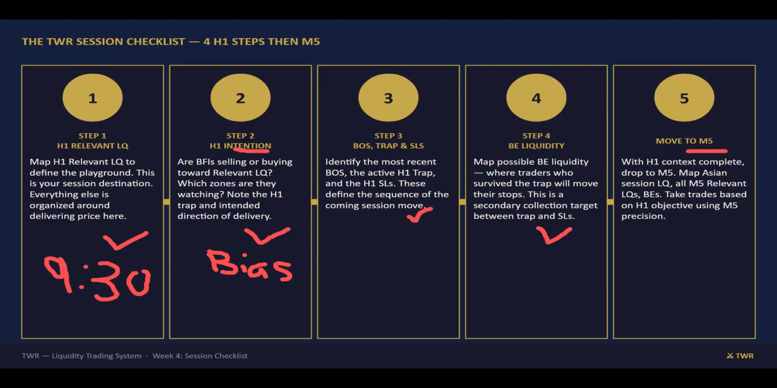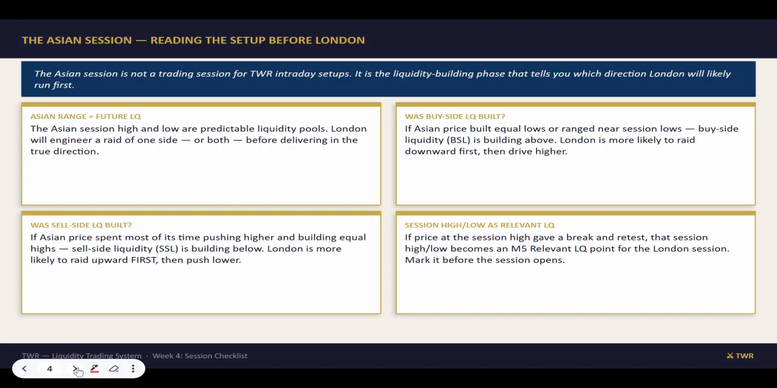Map out your Asian session liquidity, basically the Asian range, Asian high and Asian low. Then map out all M5 relevant liquidities and break-evens. Then take trades based on the H1 objective using M5 precision. So this is the process, based on how I look at price. Let me explain something small about the Asian session.